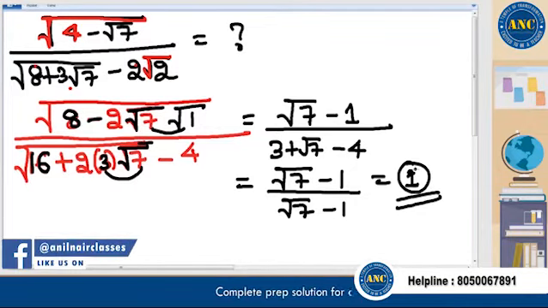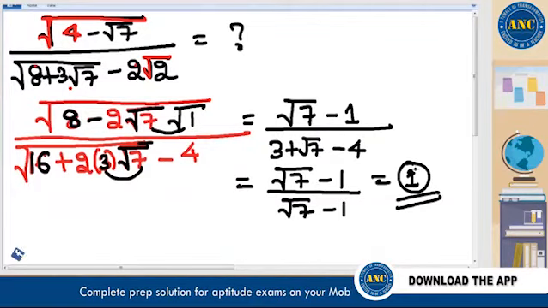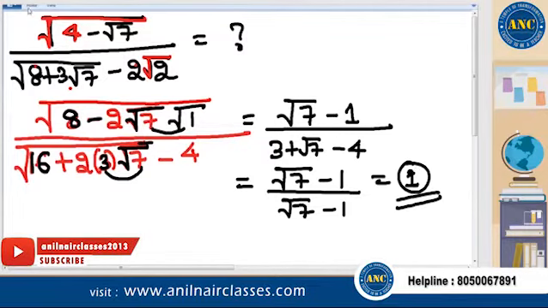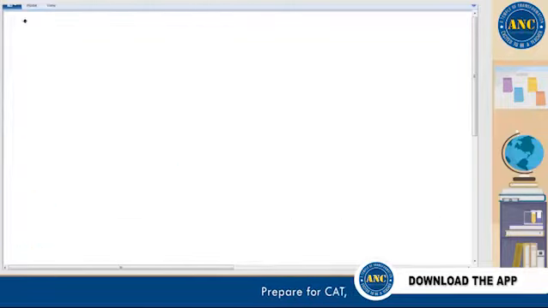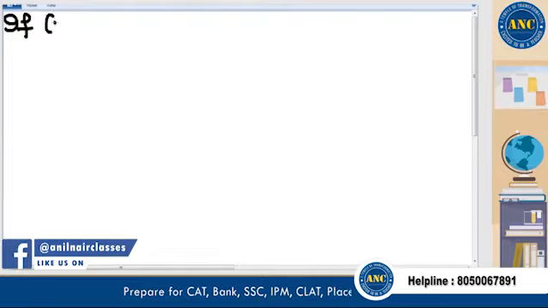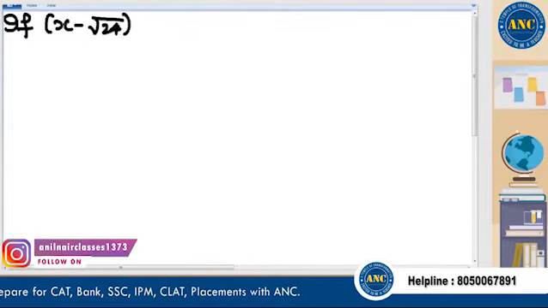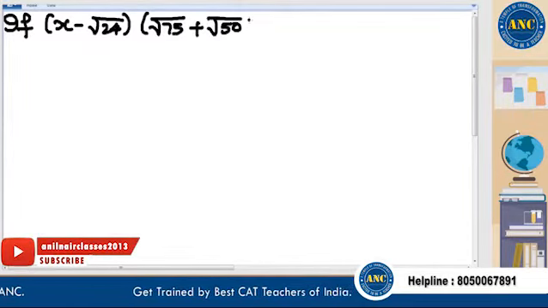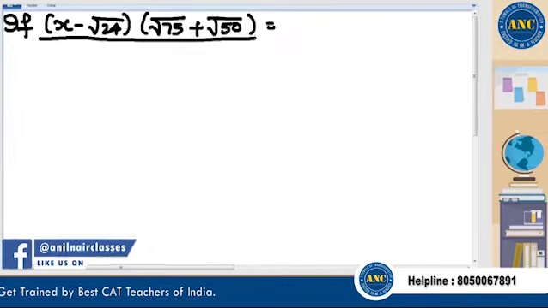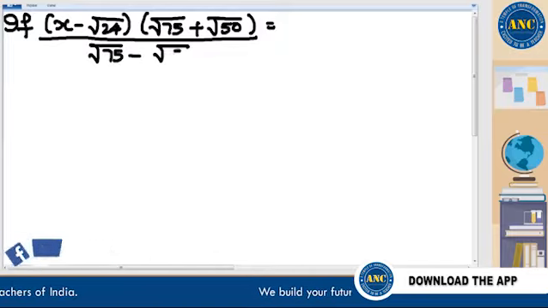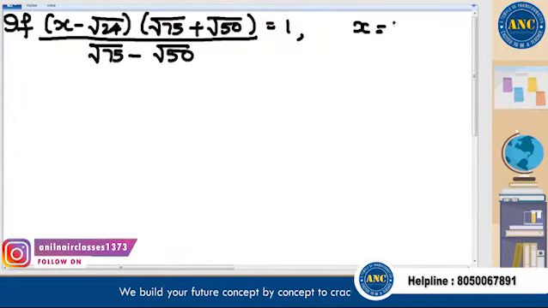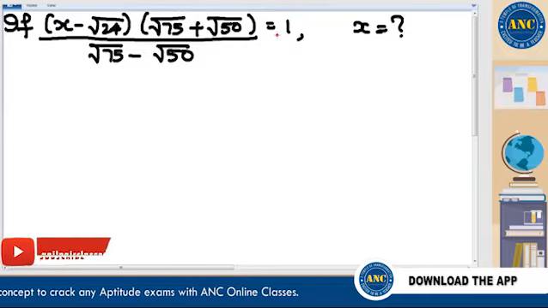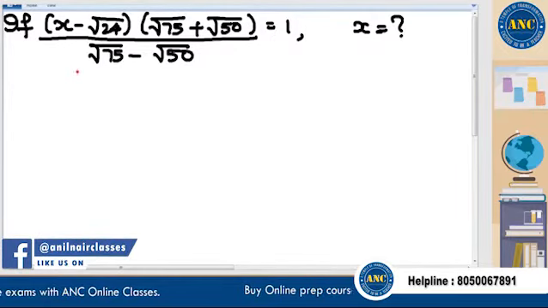Just 1 minute, sir. I am drafting the question. Your question is: if x minus root 24 into root 75 plus root 50, divided by root 75 minus root 50, is equal to 1, find the value of x. If left hand side has to become equal to right hand side, what should be the x value is the question. See here, very easy.